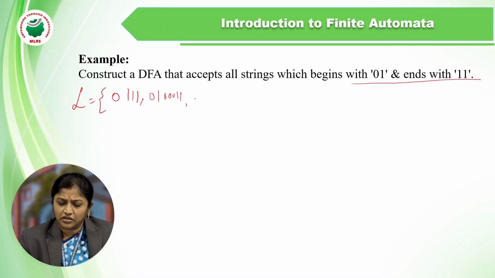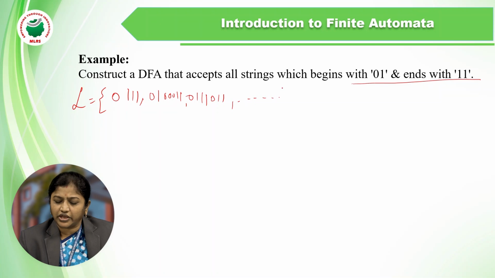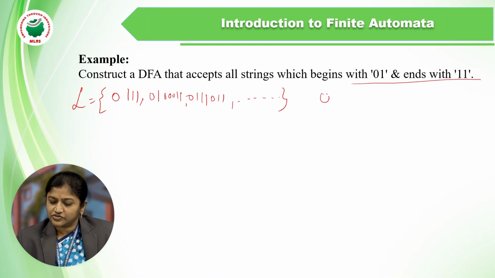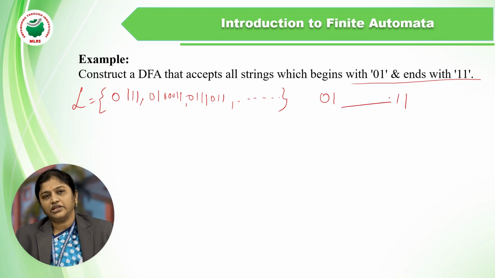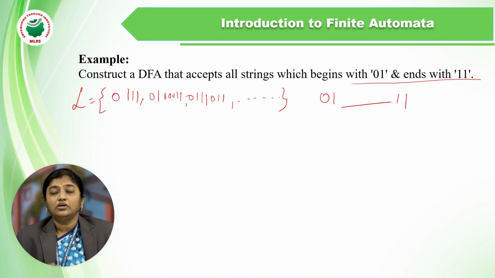Okay, anything: 1, 1, 0, 1, 1, 0, 1, 1. Any string you take, if it starts with 0, 1 and ends with 1, 1, in the middle it can be anything, right? So, draw the transition diagram such that it should start with 0, 1 and ends with 1, 1. In the middle it can have anything.